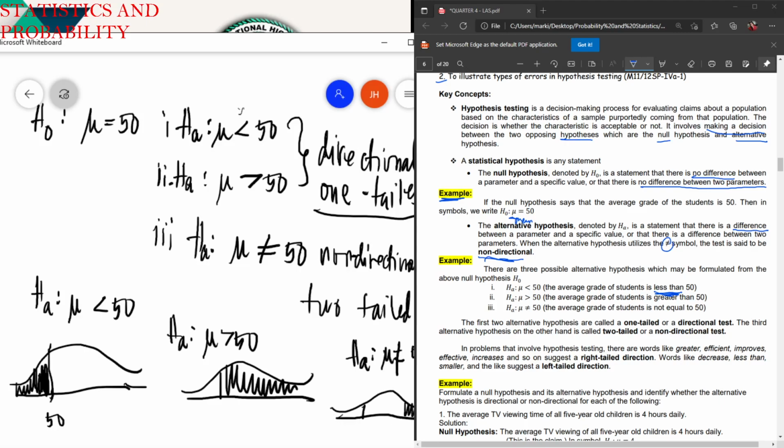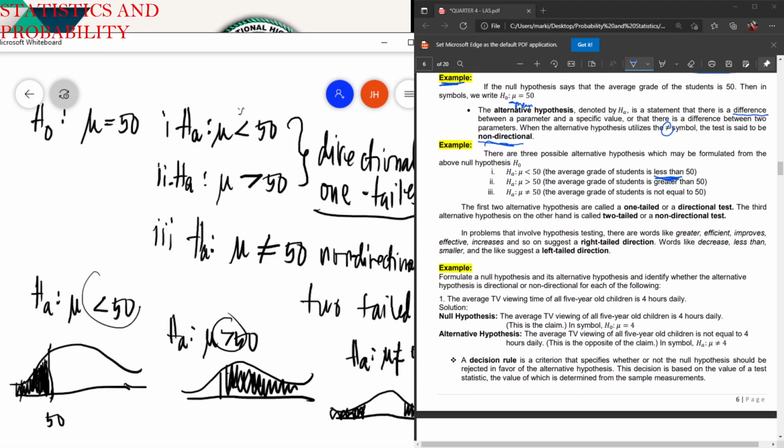Okay, so that's why it is called two-tailed, because two tails are being shaded. The lesser than and the greater than are called one-tailed because there's only one tail that has been shaded. So that is one-tailed, two-tailed, directional, and non-directional. Okay, I hope it's clear.